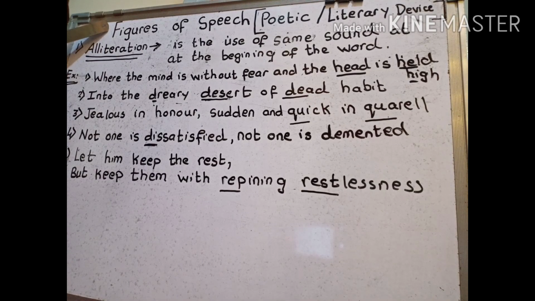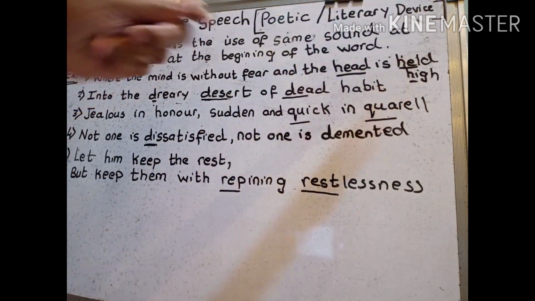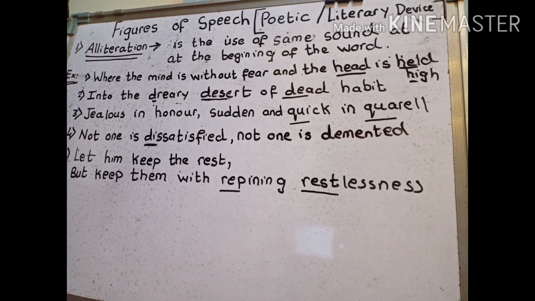So what is alliteration? Alliteration is a poetic device or a literary device, a figure of speech in which the sound is repeated at the beginning of a word. So let's have a look at it right away. Students, I told you figures of speech are also known as poetic or literary devices. Alliteration, as I mentioned, is the use of the same sound at the beginning of the word. So here you have 5 examples. Let's take them one by one.